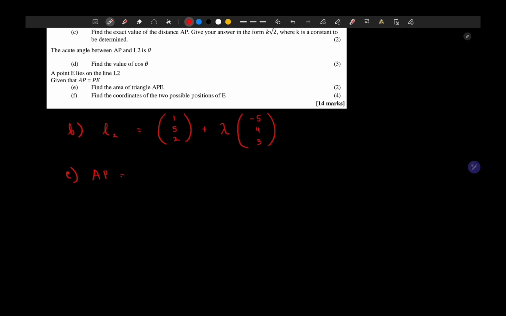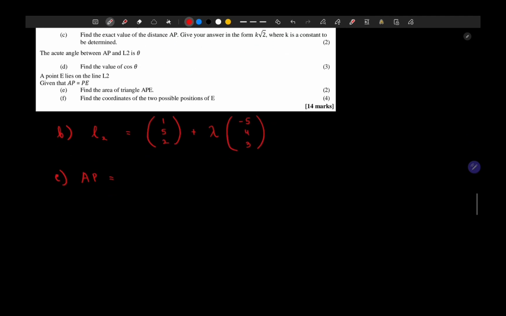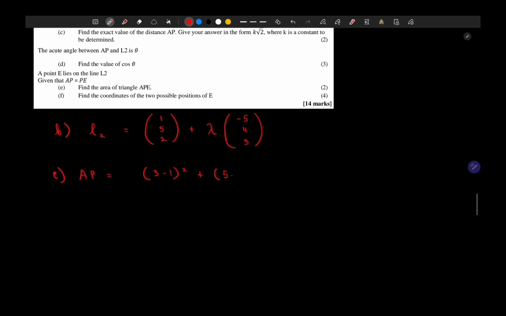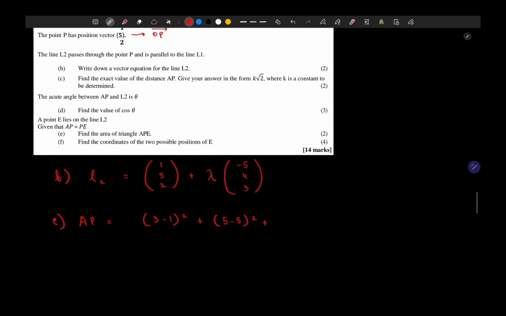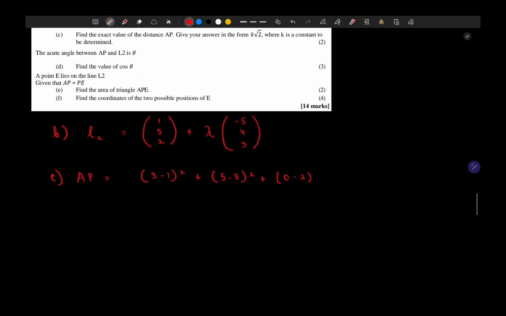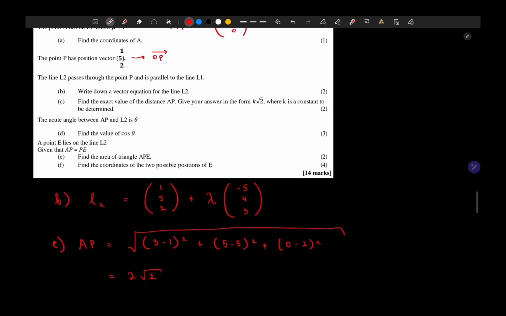So that is pretty easy. We just need to use the formula, which is the square root of (x2 minus x1) whole squared, that is (3 minus 1) whole squared, plus (y2 minus y1) whole squared, (5 minus 5) whole squared, plus (z2 minus z1) whole squared, that is (0 minus 2) whole squared. So this is equal to 2 root 2.